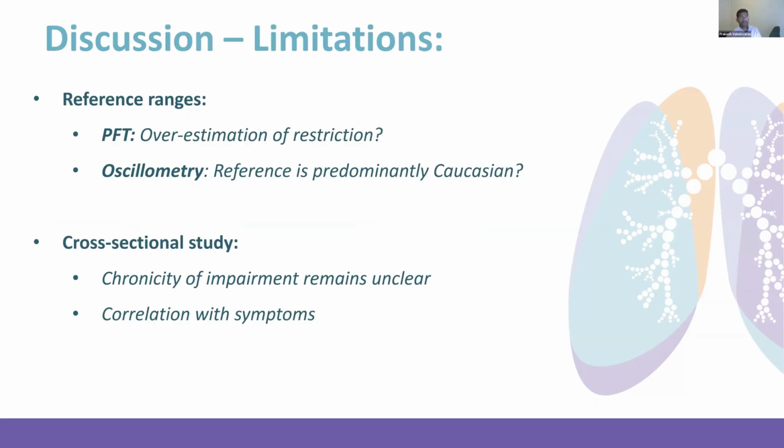But the study is not without its limitations. We wondered if the high prevalence of patients whose heritage stemmed from India, Nepal, and surrounds were not well represented in spirometry and oscillometry reference ranges, which may have led to an overestimation of restriction in our population and an overestimation of an abnormal area of reactance. Further, as a cross-sectional study, we do not have follow-up data at this stage on whether these impairments persist over time. And finally, we do not know if these physiological impairments translate to meaningful symptoms in our patients.